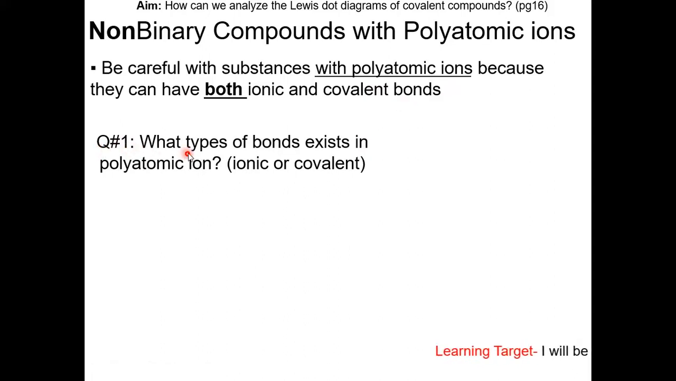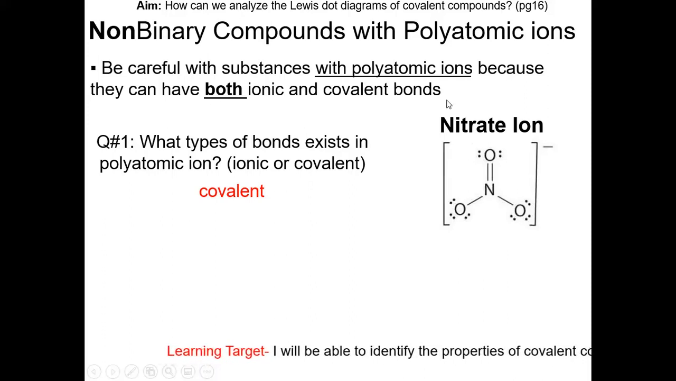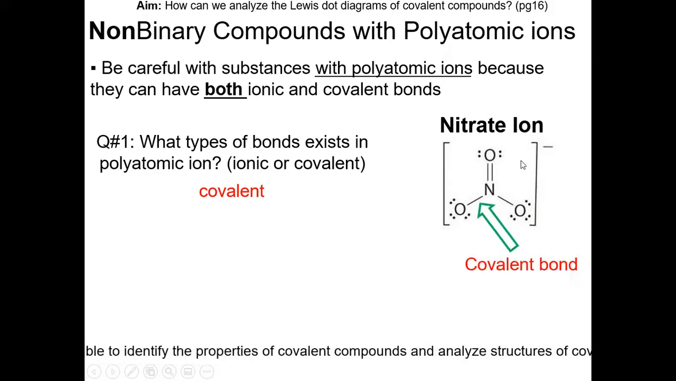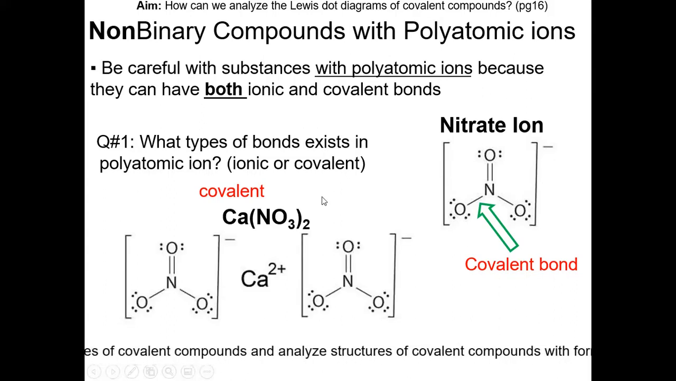Question number 1: what type of bonds exist in a polyatomic ion, ionic or covalent? Just to review, a polyatomic ion has covalent bonds. If we look at nitrate, the nitrogen and oxygen are bonded covalently, but because nitrate has a charge, it can ionic bond with the opposite charge ion. For example, in calcium nitrate, the nitrate ion is ionically bonding with the calcium ion.